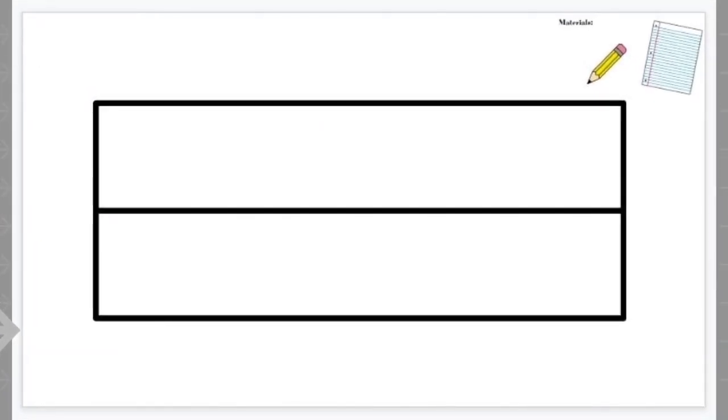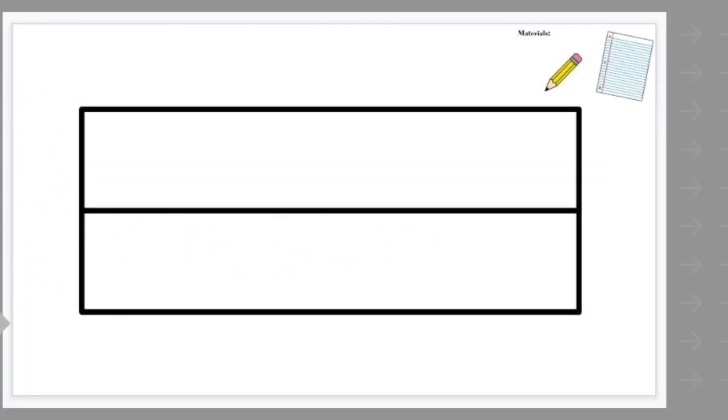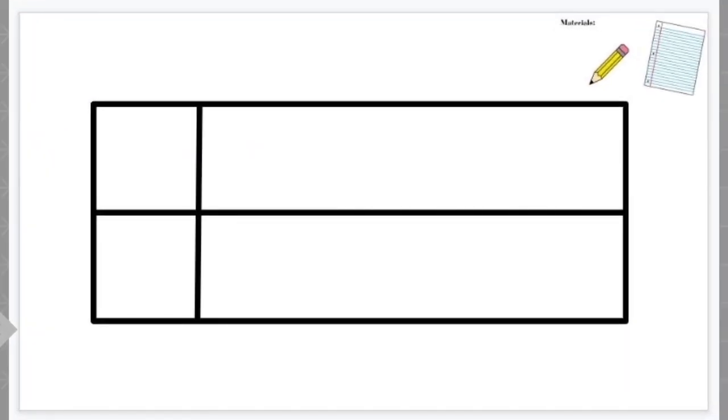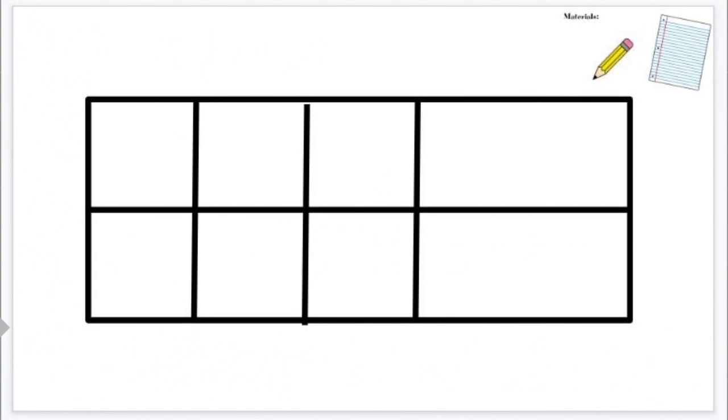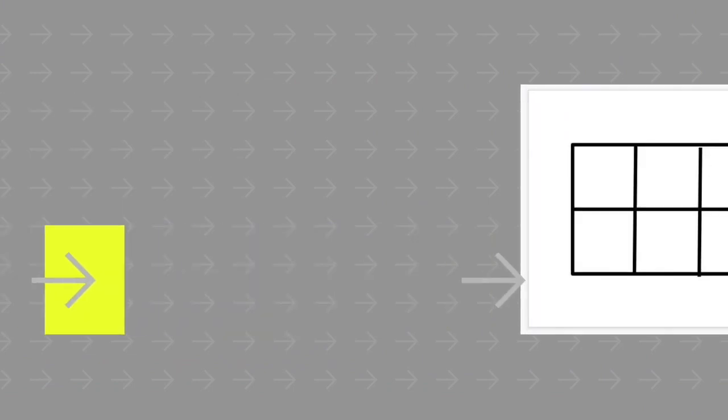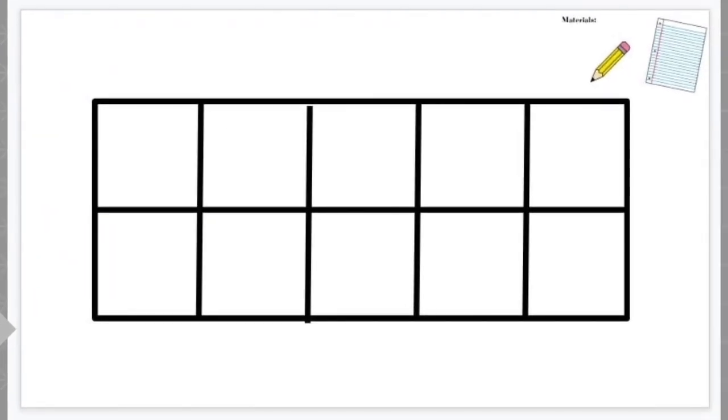Next step, we're going to draw a line in the middle of the 10 frame or the rectangle. Okay, now we're going to draw a line from the top of the rectangle to the bottom to create 2 empty boxes in our 10 frame. Then make another line so that we have 4 empty boxes. And another line so that we have 6 empty boxes. And another line. So we have a total of 10.